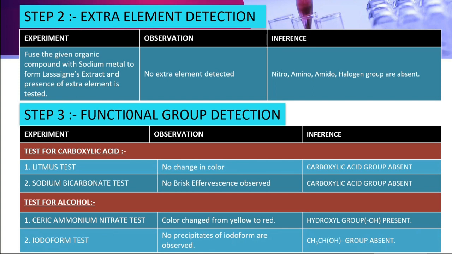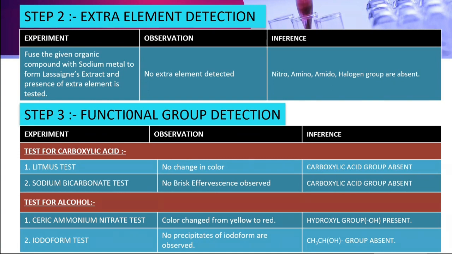Then we move to the next test, that is the test for alcohol. Here we can perform the sodium metal test. In the sodium metal test, we take 1-2 ml of the compound and add a small piece of sodium metal. When brisk effervescence due to the evolution of hydrogen is observed, then we can say that alcohol is present. But usually we don't perform this test in the laboratories, so that's why we didn't mention it here.